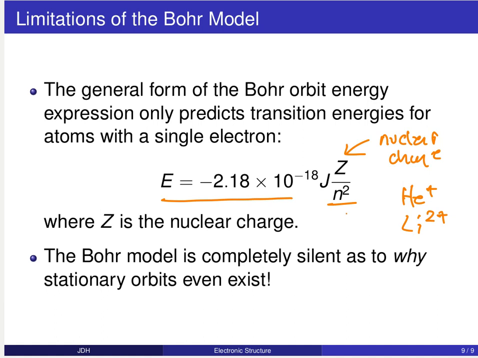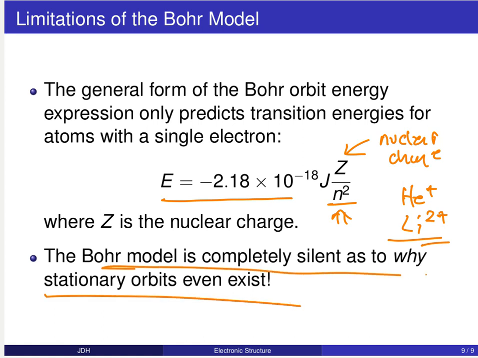We don't know why only certain values of n must be allowed, and we don't have a theory that's more general to allow us to predict emission spectra for any element or molecule. Okay, so the Bohr model is completely silent as to why this stuff even occurs, and it leaves a lot of unanswered questions, and so that's going to lead us to quantum theory, right? The need for quantum theory. And in our next lecture, we're going to start diving into the fundamental developments of quantum theory as they pertain to first the hydrogen atom, and then we're going to extend our discussion to atoms in general throughout the periodic table.